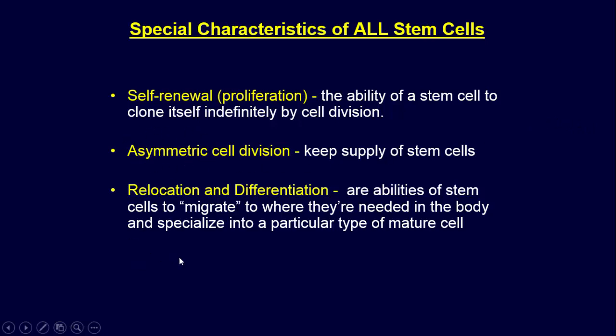Okay, another property of stem cells is the ability to relocate and differentiate. So stem cells can literally migrate around the body if they have the correct platform or scaffold to move upon. Okay, let's look at embryonic development a little bit. Just sort of a crash course.